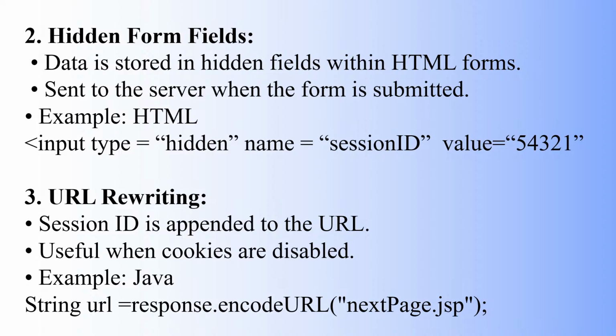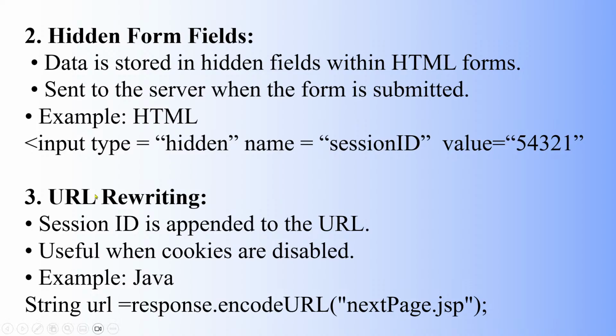So what is hidden form fields? Data is stored in hidden form fields within HTML forms, and it is sent to server when the form is submitted. For example, in HTML we create the input type as hidden and name for this as sessionID, and value will be anything, 54321. I have given any value, you can give any. By using hidden form fields also you can give the data, and it tracks the hidden form field sessions to collect the information.